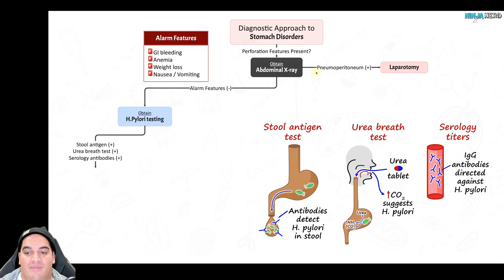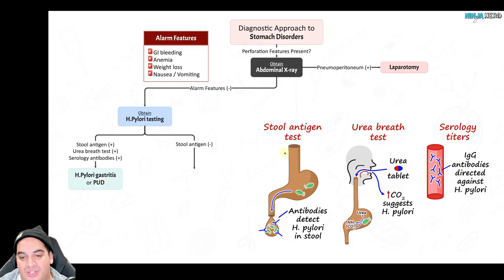Oftentimes, the best non-invasive test is the urea breath test and the stool antigen test. Usually for diagnostics, urea breath test is better. For stool antigen test, we oftentimes use it to test patients as they're being treated to see if they eradicated the bacteria or not. But if they come up positive, it's probably maybe H. pylori gastritis or peptic ulcer disease. Either way, you're going to treat them the same.